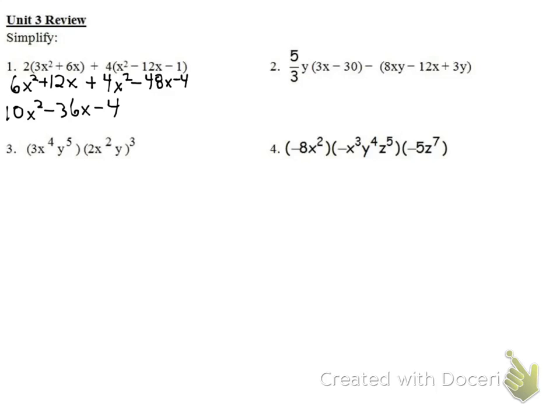Since I am simplifying, I can just combine them here, and that's an acceptable answer. I could look for factors, but I'm not factoring. I'm just looking to simplify, combine like terms. For number 2, we use distributive property again.